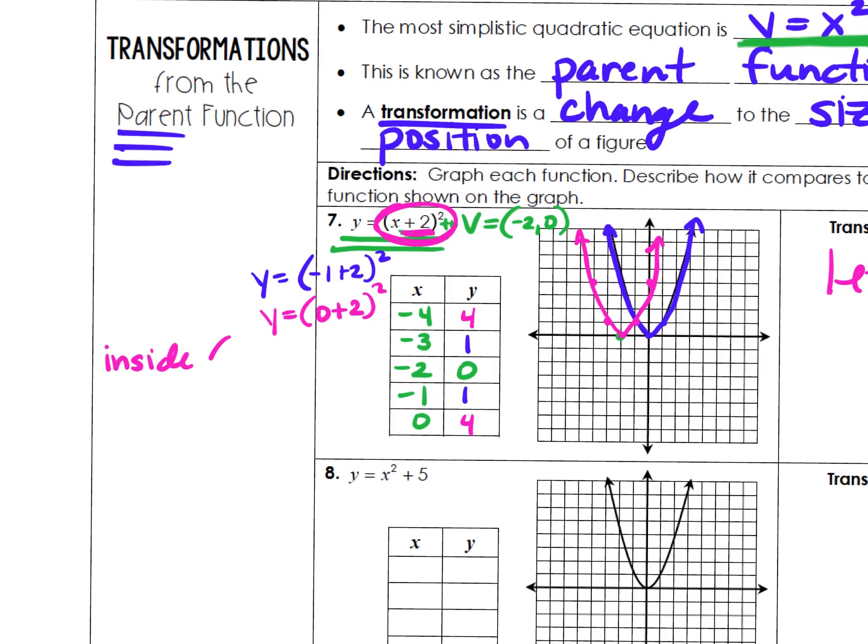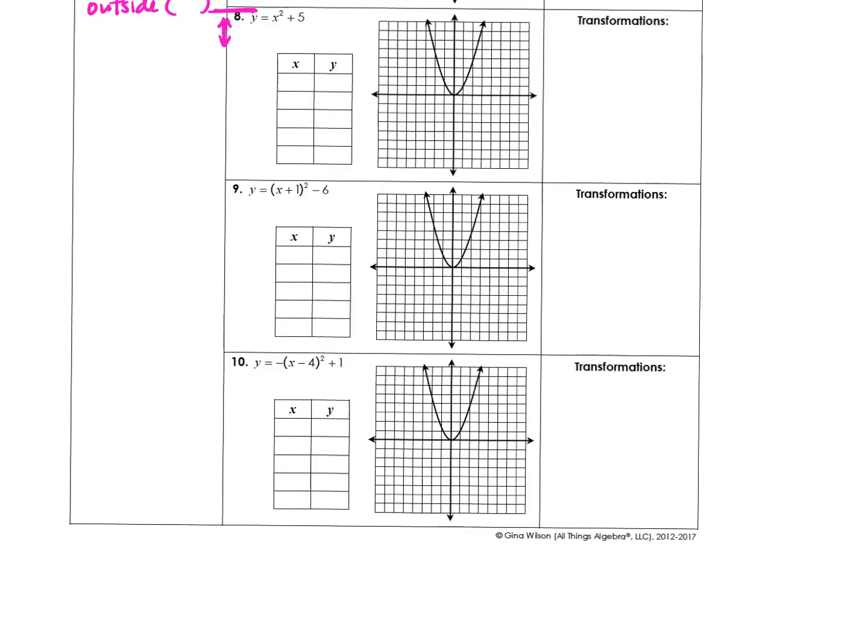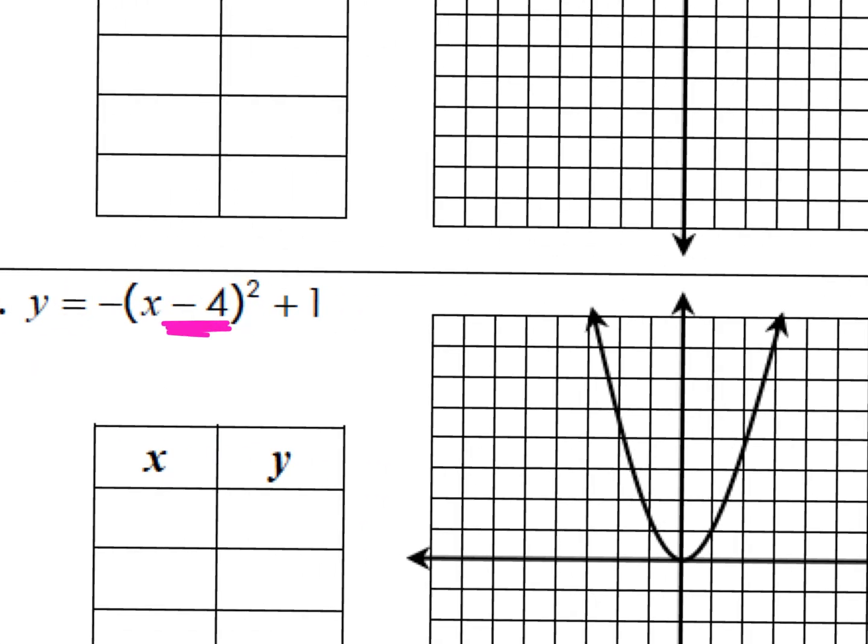Inside the parentheses is going to move left and right. Outside the parentheses, so parentheses squared and something ends up out here, that's going to move up and down. Okay? Let me show you that. If we graph this number 8, if it was a negative, it would move to the right. If this was like this, right? It would move to the right. That's going to move to the right 4, but it's also going to move 1 up.